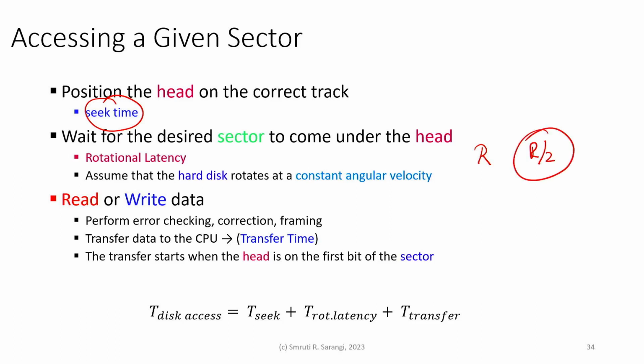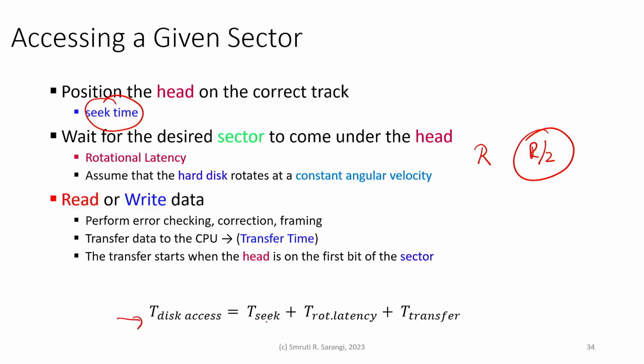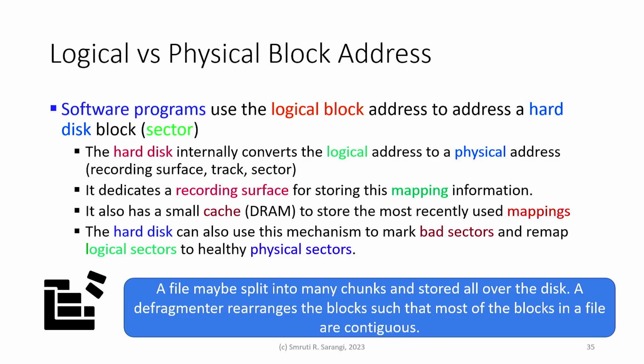Reading or writing data, which would also entail performing error checking, correction, framing, all of that, packaging and transferring all of it, because we are looking at 512 bytes in one go. That's typically the read write transfer size, and you transfer it to the CPU. The total disk access time, again need your attention, is T equals seek time plus rotational latency plus transfer time. That was simple given all my description.